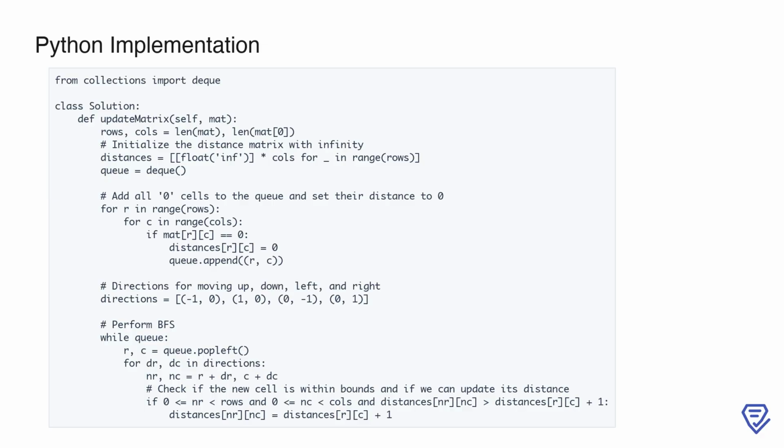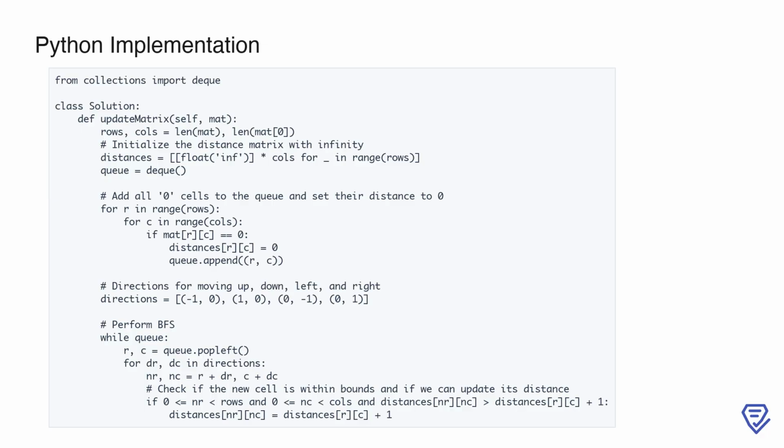We then iterate through all the cells in the input matrix. If a cell contains a 0, we update its distance in the distances matrix to 0 and add its coordinates to the queue. This ensures that all 0 cells are our starting points for the BFS. We also define a list of directions, which represent the possible moves: up, down, left, and right. These will help us traverse to neighboring cells during the BFS.